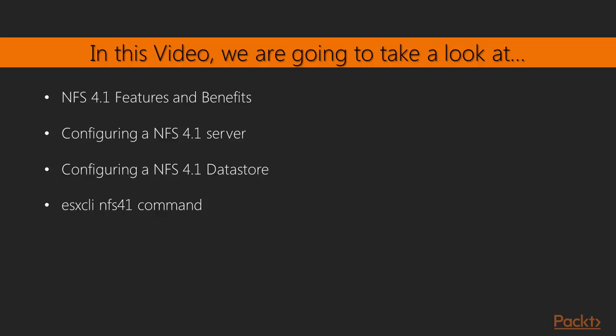There's a new command in ESXCLI, which is the ESXCLI namespace NFS 4.1 in vSphere 6, and we will explore that as well, along with looking at the various IP connections that are in place when we have the NFS 4.1 data store operational.